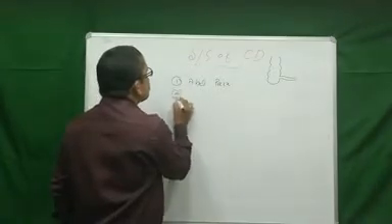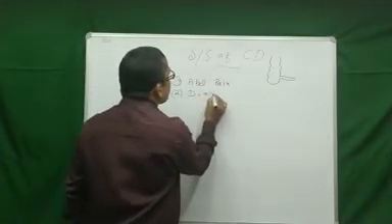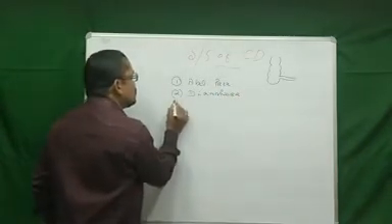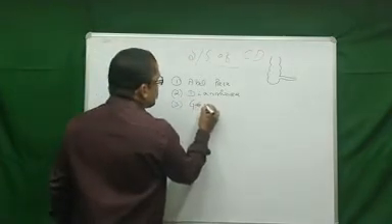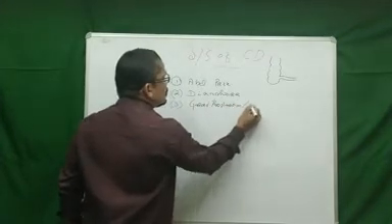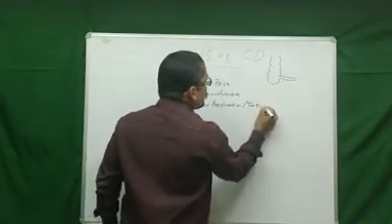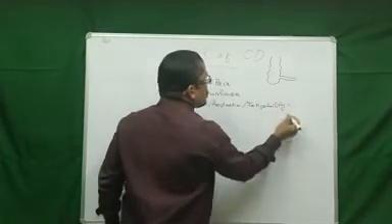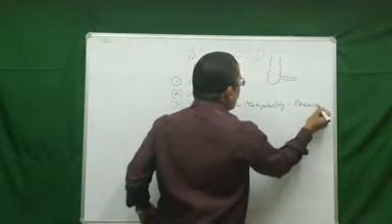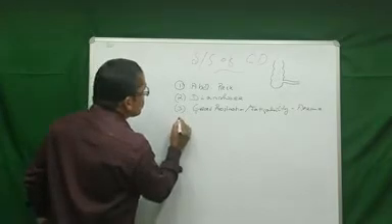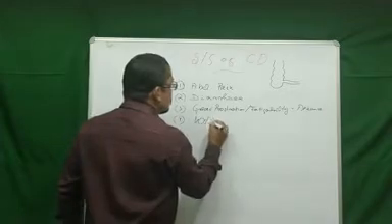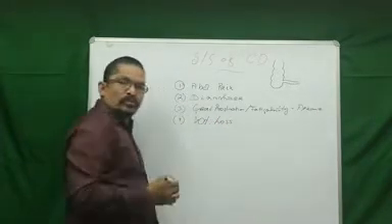Number two is diarrhea. Number three, great prostration or fatigability due to severe anemia. Number four, unexplained weight loss.